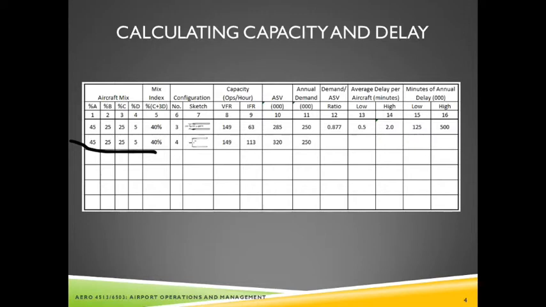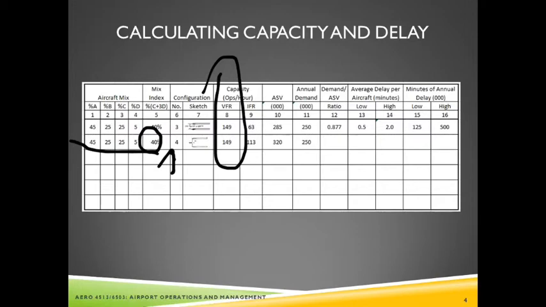The aircraft mix remains the same. The mix index, you see, remains the same. The configuration number, now we're going to evaluate configuration number 4. Notice that the VFR capacity for the current intermediate parallel and the VFR capacity for our proposed FAR parallel runways is the same at 149 operations per hour. Why is that? Your PowerPoint explains why: both runway layouts are considered independent operations for VFR. So spreading them out further will not change that. It will only impact IFR capacity.